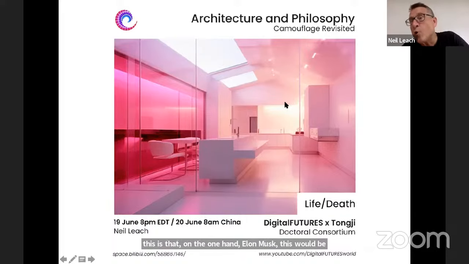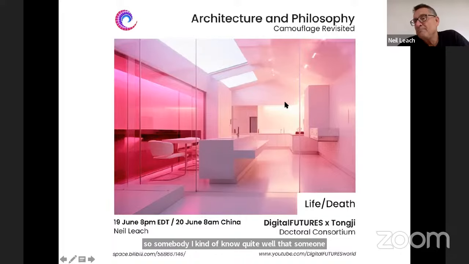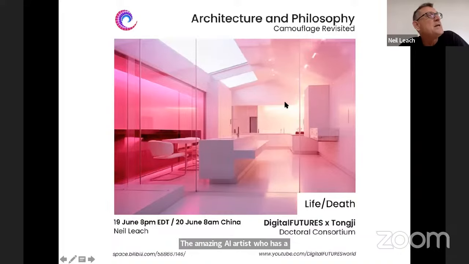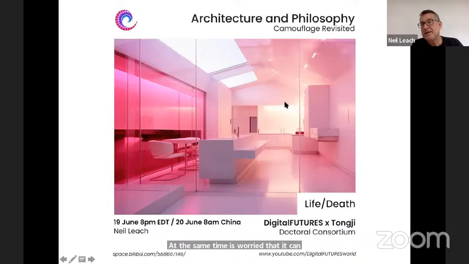The controversy is that on the one hand, Elon Musk said this would be great because this could allow people like Stephen Hawking, and just as an aside, I bought my house in Cambridge from Stephen Hawking, so he's somebody I kind of know quite well, to be made more mobile. Or Marcus Kay, the amazing AI artist, who has a similar kind of neuronal dysfunction and can't get out of bed. It could help those people, allow them to walk and so on. At the same time, Slavoj Žižek is worried that it can also enable someone to control our minds. Is that possible? I'm not quite sure whether it is.